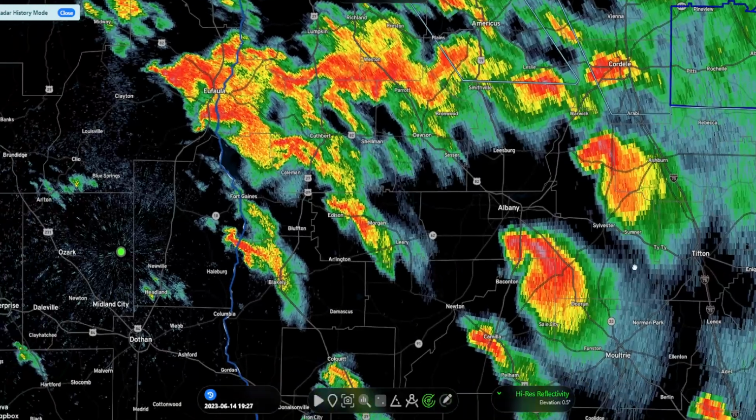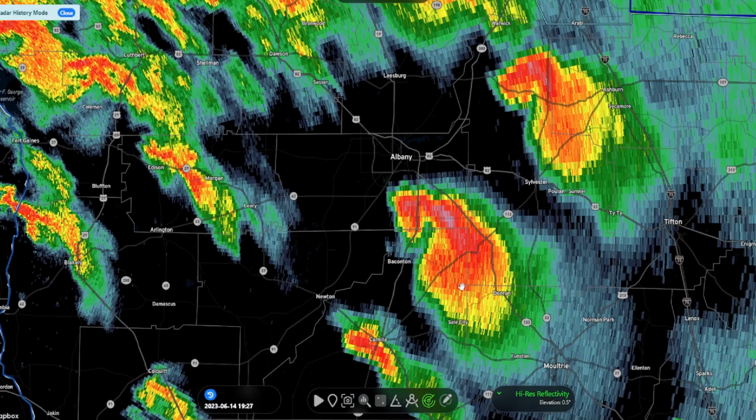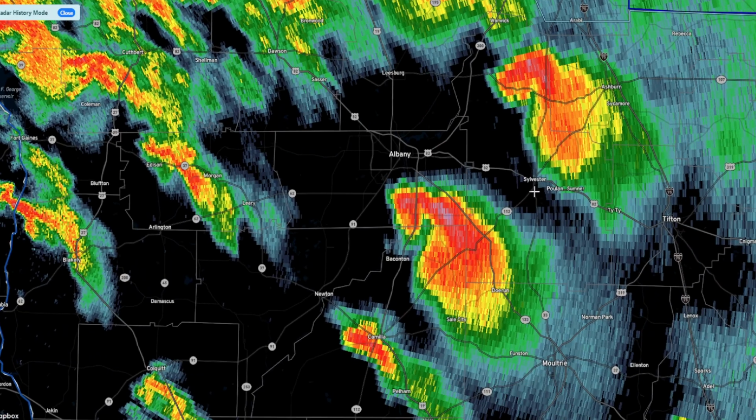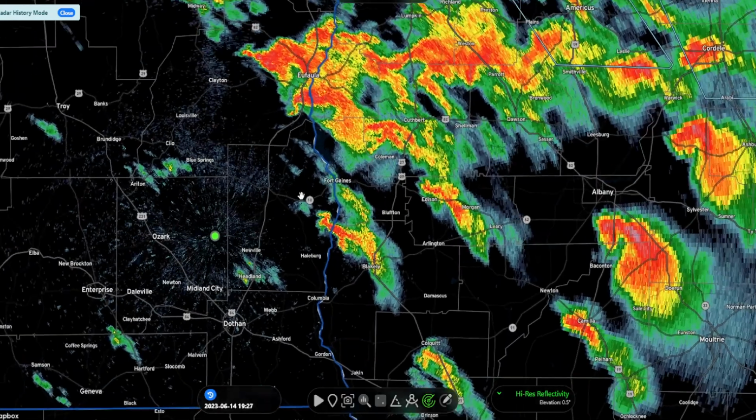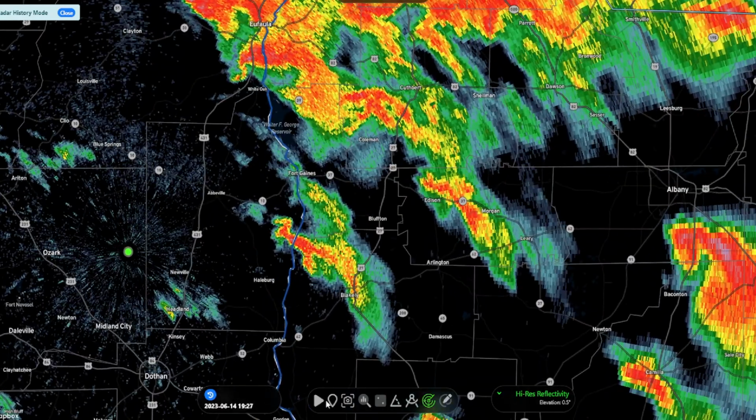So you can see a lot of these supercells here. You can see a very well-defined supercell right here with the hook echo, and a well-defined supercell here as well. You can see right here there is some very light purples. That is going to be some large hail. But then let's focus on our hook echoes and how you might be able to read them and associate them with tornadic development.